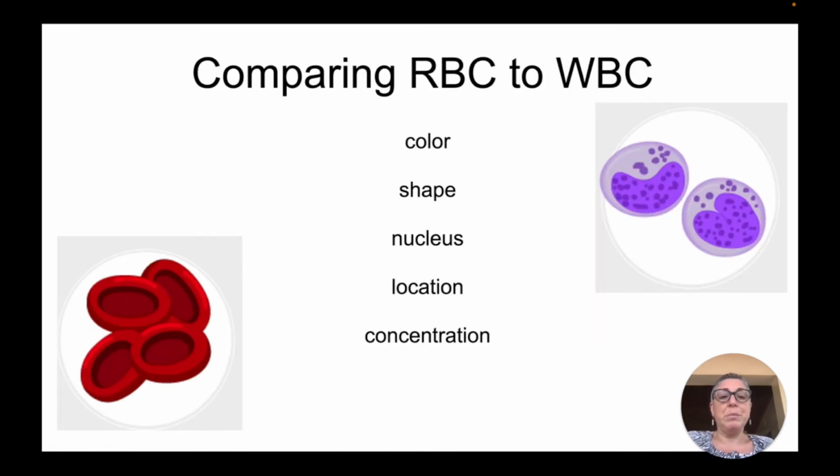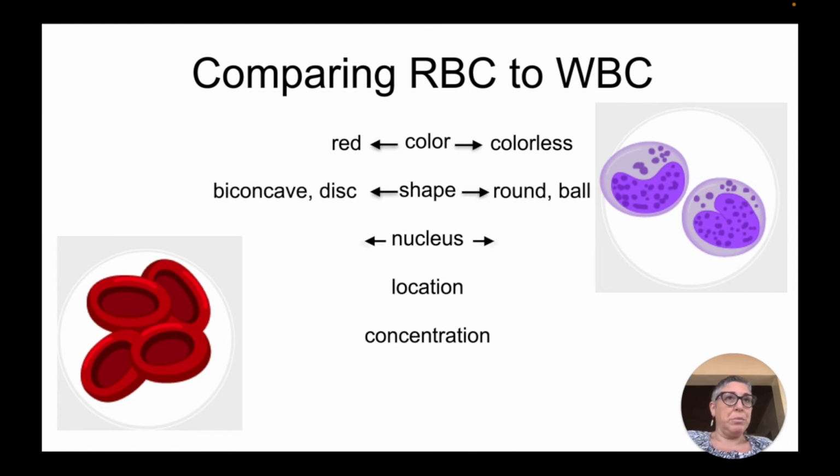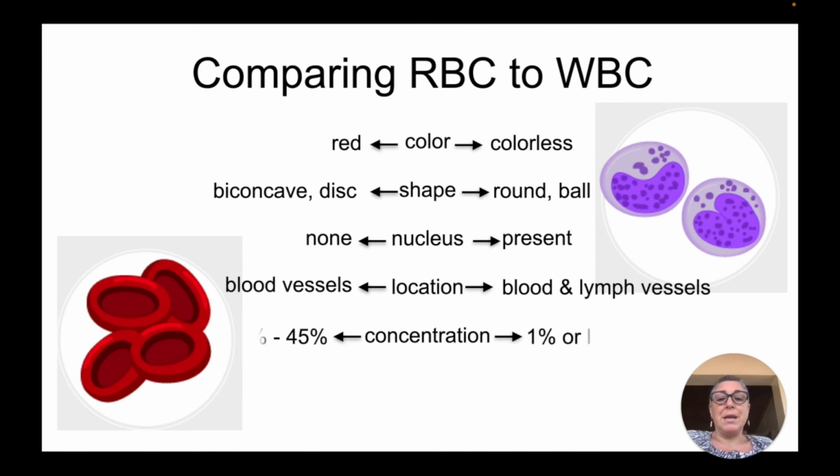So when we compare red blood cells to white blood cells, there are several characteristics that we can consider. So we have color, shape, nucleus, location, and concentration. In a red blood cell, the color is red. In a white blood cell, the color is colorless. For the shape, a red blood cell has a biconcave disc shape, and the white blood cell is round or ball-shaped. There is no nucleus in a red blood cell, and there is a nucleus in any of the white blood cells. They just have different shapes to them.